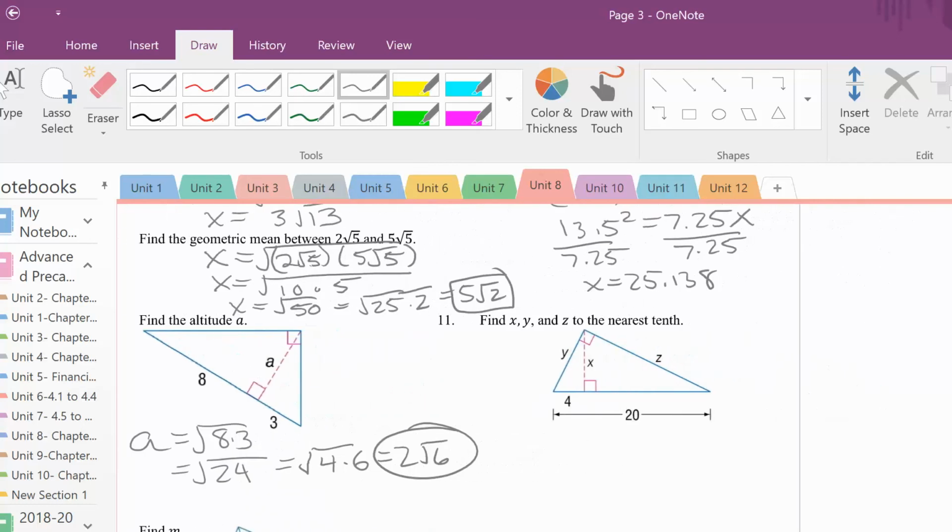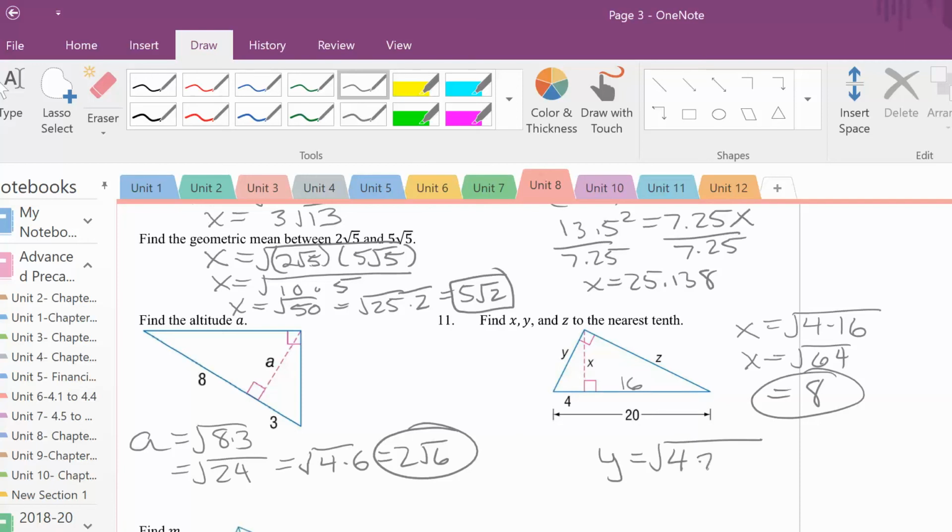Number 11, to find x, you do the geometric mean here, and remember this is 16 if the whole thing is 20. So x is equal to the square root of 4 times 16. So it's equal to the square root of 64, which is 8. For y, remember y is a leg, so it's equal to the geometric mean of 4 times 20, the whole thing. So it's equal to the square root of 80, which is the square root of 16 times 5, which is 4 rad 5.